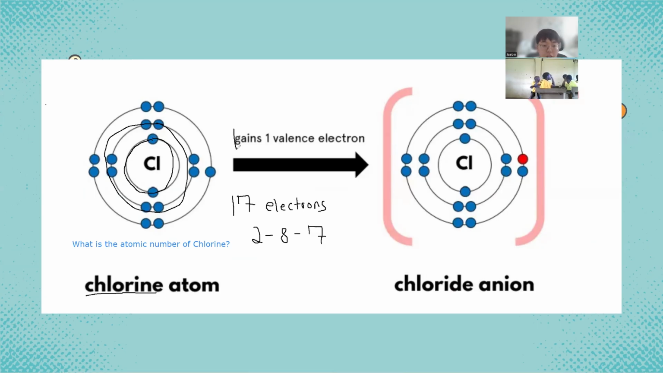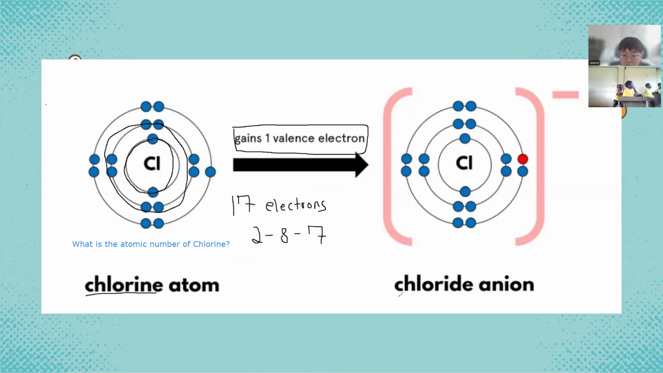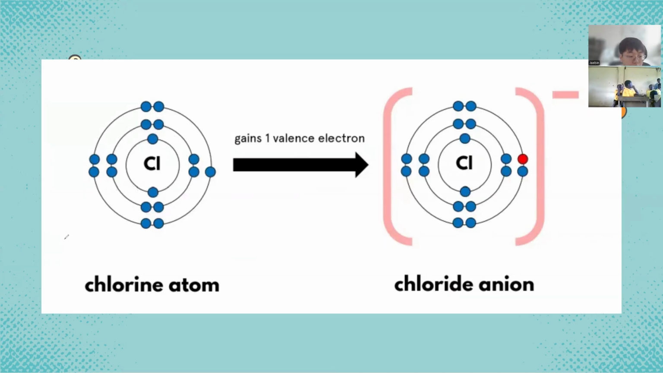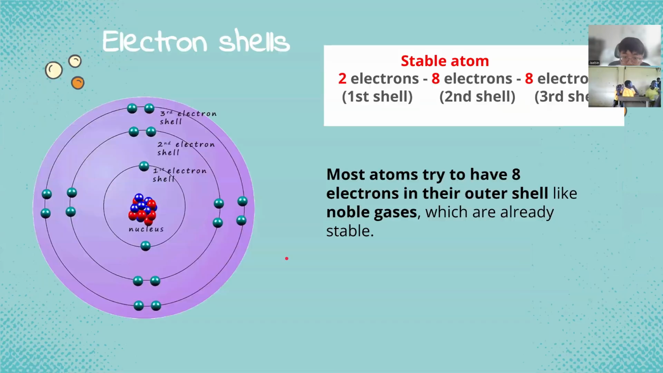So it gains 1 electron to form an ion. It's called the chloride anion because you're gaining an electron. It is an anion, and it has a negative charge. Let's move on to the next one since I think everyone is understanding really well.